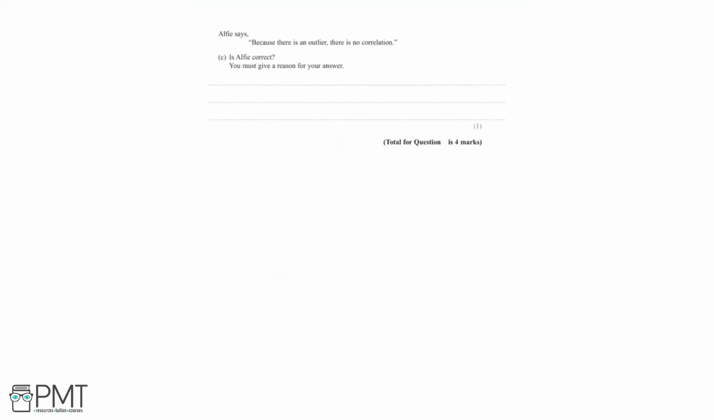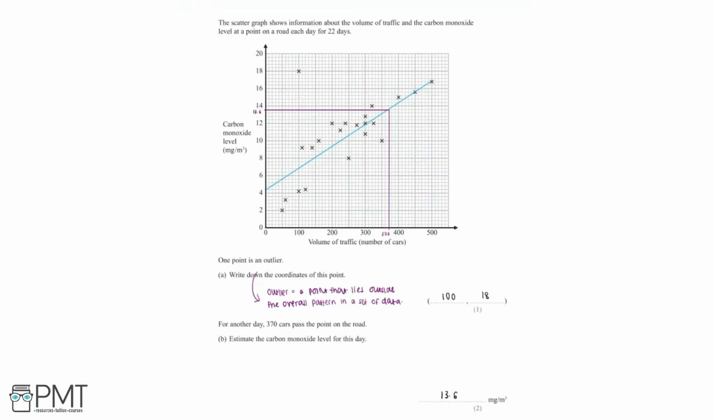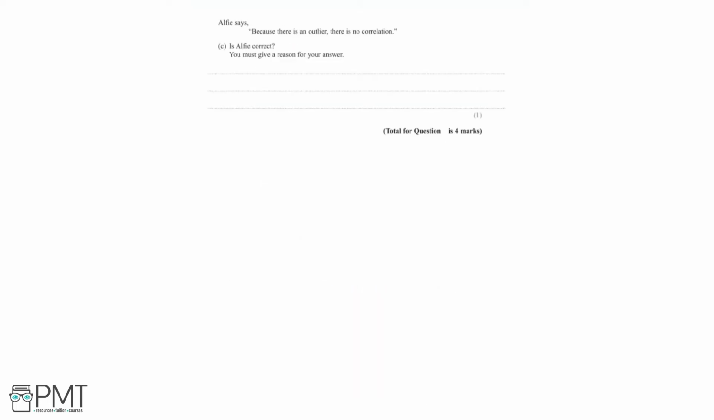Now Alfie says that because there is an outlier, there is no correlation. And in part C, we need to decide if Alfie is correct, giving a reason for our answer. Now if we take another look at our graph, we can see that regardless of the outlier, the data still shows a positive correlation. And so the outlier doesn't affect correlation at all, because the outlier is a point that we can just ignore. And so we can say that Alfie is not correct, because we can ignore the outlier.